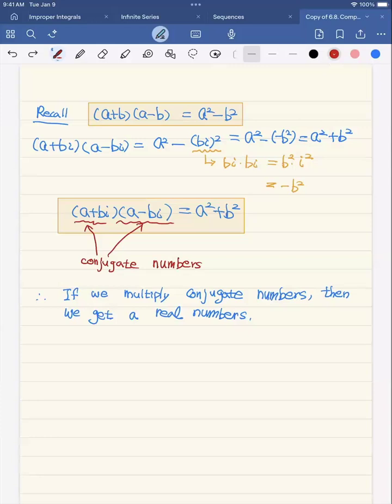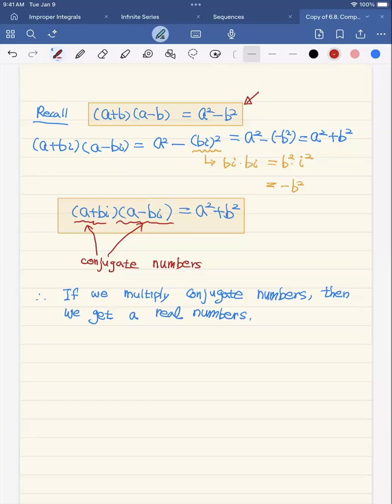Before we move on to the next problem, we review the important formula. We know that a plus b times a minus b is a squared minus b squared. Let's consider the complex multiplication with conjugate numbers, that is a plus bi times a minus bi.